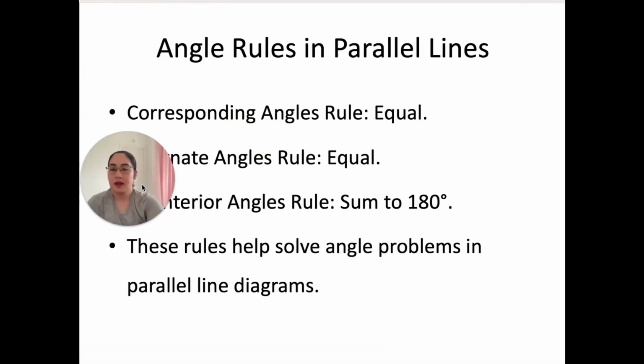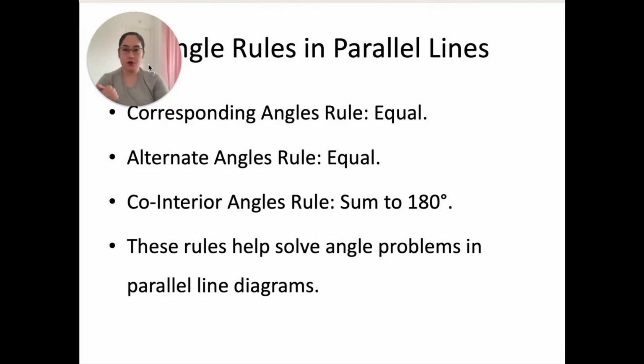Now, angle rules in parallel lines. The most important ones to know are the ones that we went through. So corresponding angles will always be the same as each other, where you can spot the F shape. Alternate angles, where you can spot the Z shape, will also be the same as each other.